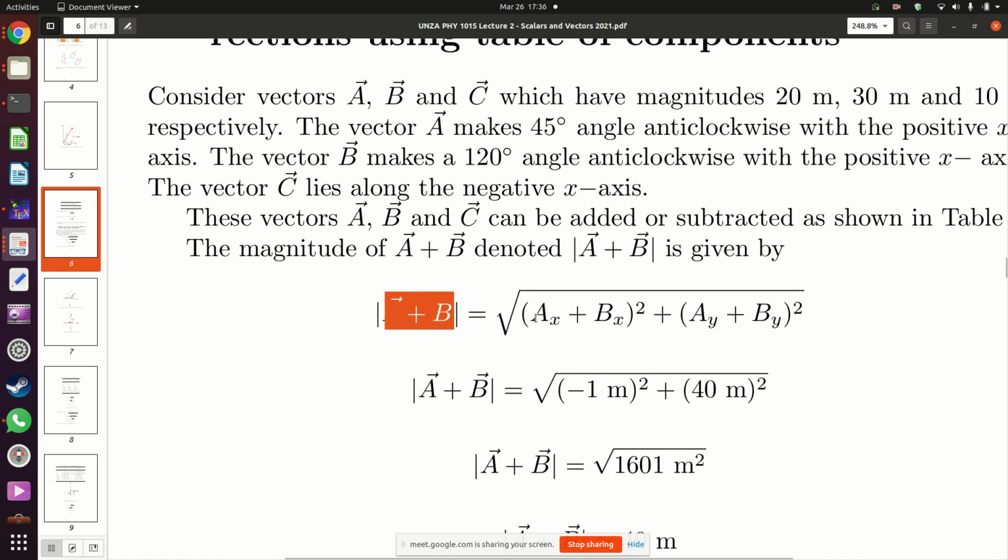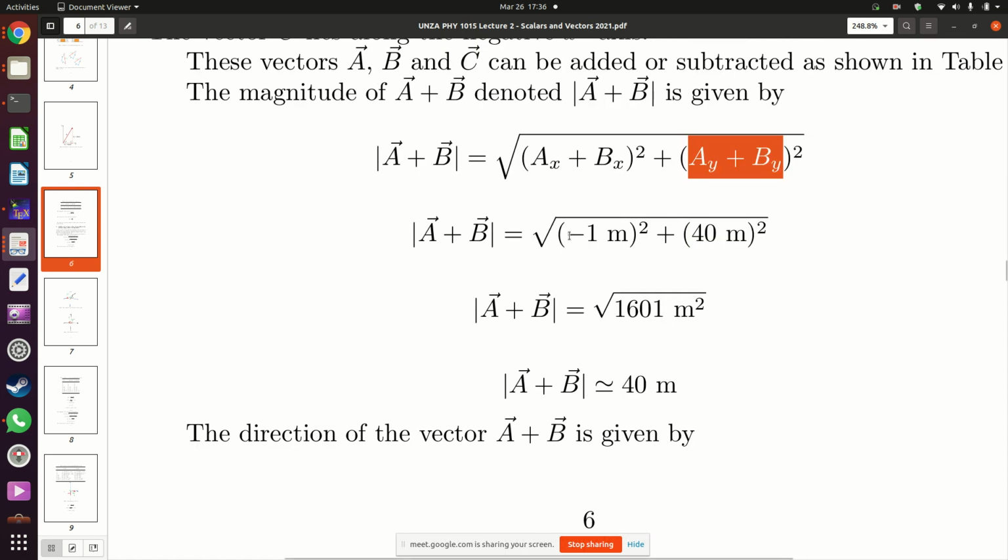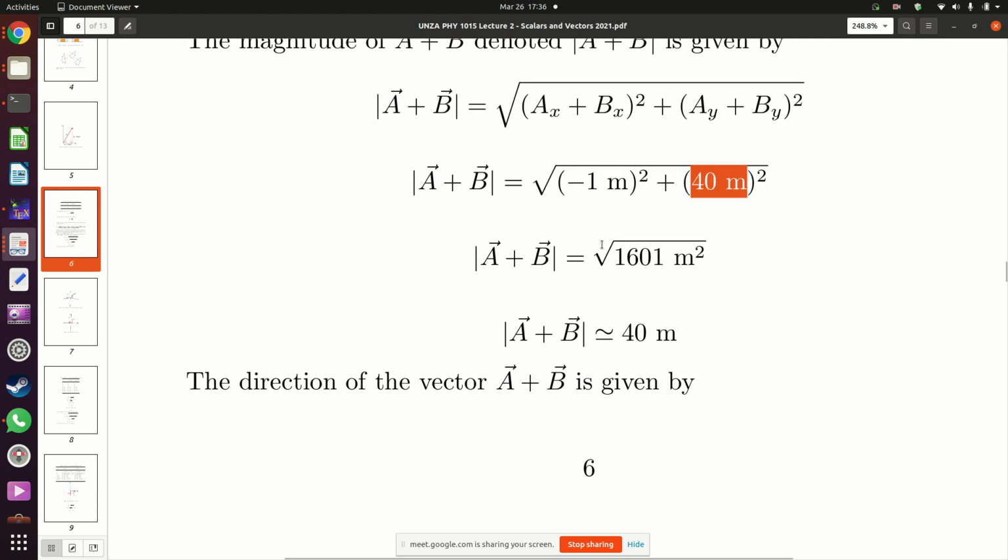How much is a plus b along the x-axis? This is a plus b along the x-axis. How much is a plus b along the y-axis? That is a plus b along the y-axis. So that is (-1 meter) squared plus (40 meters) squared, and that gives us 1,601 meters squared. Then we take the square root of that, we end up with a size of 40 meters. So a plus b has got a size of 40 meters.